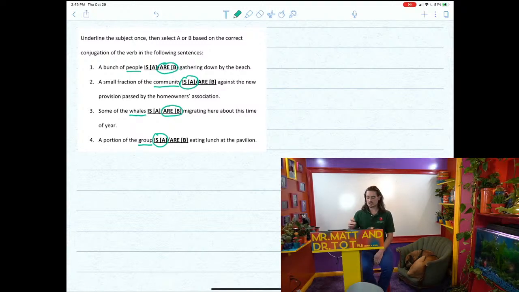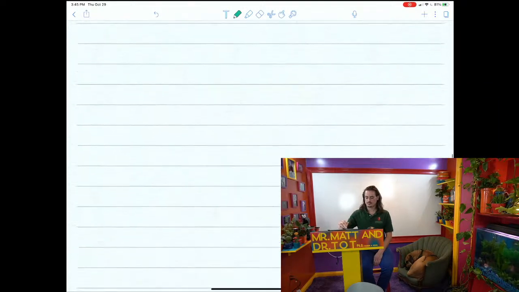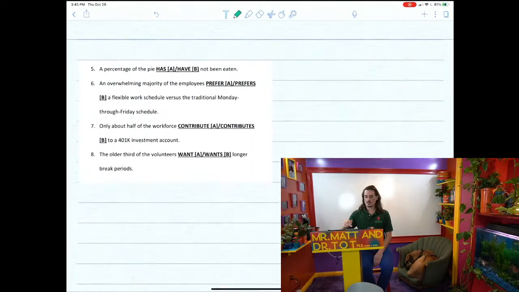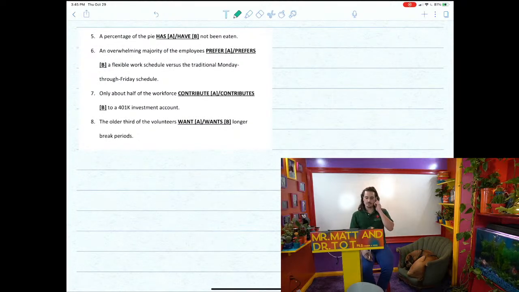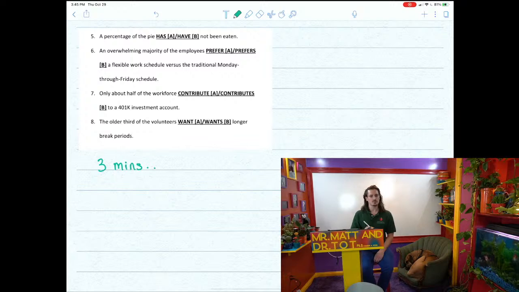If you have any questions, please let me know. Otherwise, I'm going to give you 3 minutes. Please look at questions 5 through 8. Now you have to correctly conjugate the verb that's not just is versus are. Okay, so 3 minutes.